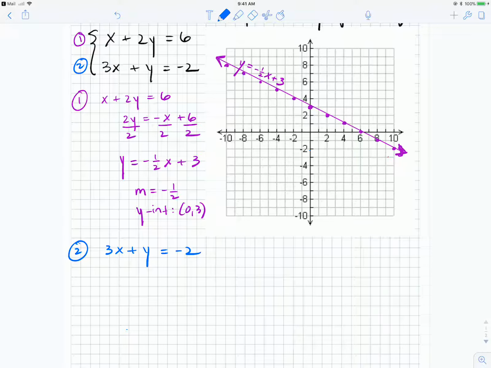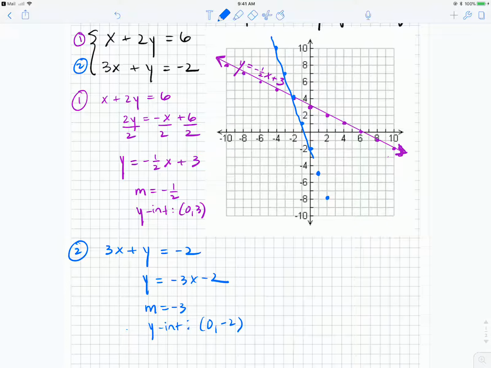And to solve for y and change to slope-intercept form, we can just subtract 3x from each side of the equation. So now we can see that the slope of this line will be negative 3, and the y-intercept will be 0, negative 2. So to graph, we can start at the y-intercept, and then use our slope of negative 3, so down 3, right 1, down 3, right 1. And then the opposite to go to the left, so up 3, left 1, up 3, left 1, up 3, left 1, up 3, left 1.